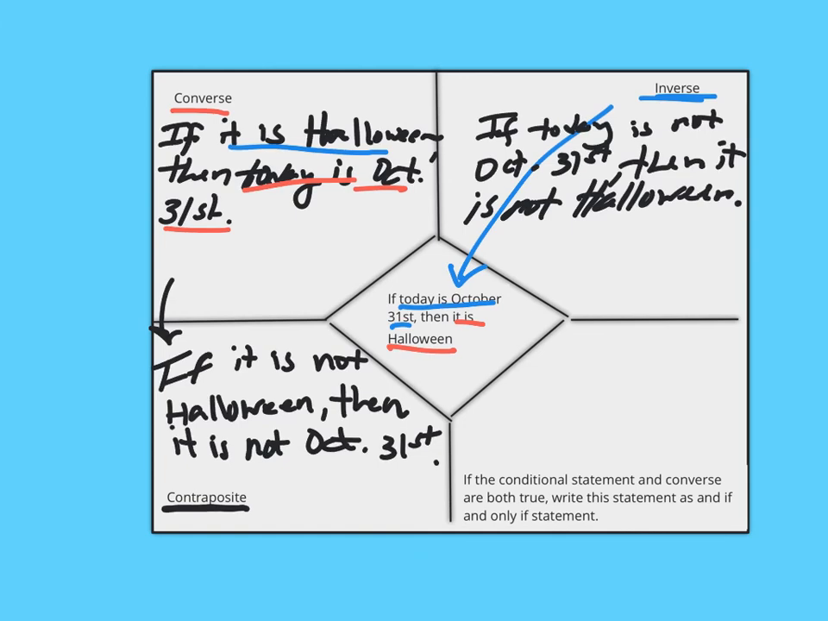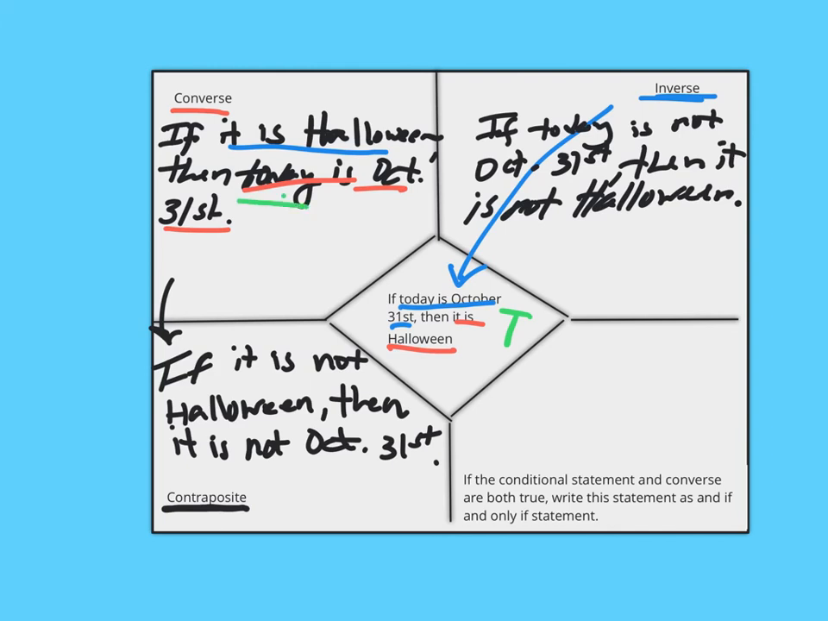Okay, and then the last thing I need to do here is determine if the conditional statement and converse are both true. I need to write the statement as an if and only if statement. So if I look at my initial conditional statement, if today is October 31st, then it is Halloween. That looks like a true statement to me. If I look at the converse, if it is Halloween, then today is October 31st. That looks good to me as well if we're talking about the United States here.